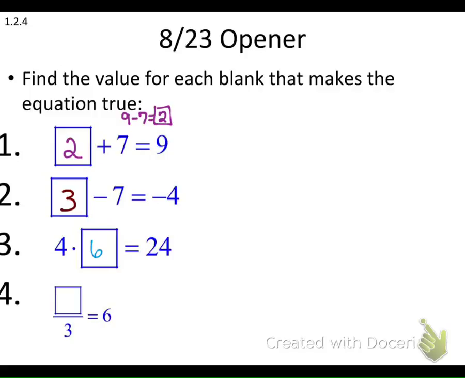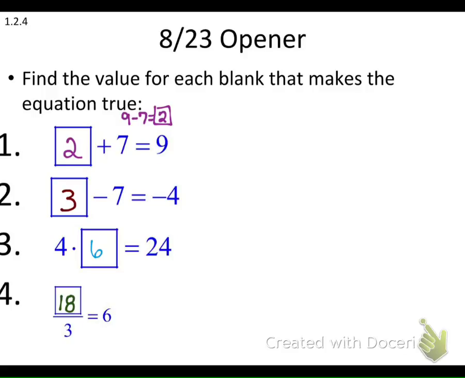Does anybody think they have this last one? What divided by 3 will equal 6? AJ? 18. How many of you guys really wanted to put that 6, 2, or 3 on there? Yeah. So if you didn't know this, 18 divided by 3 equals 6.